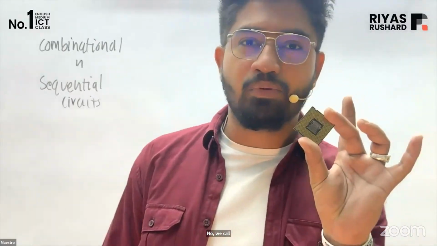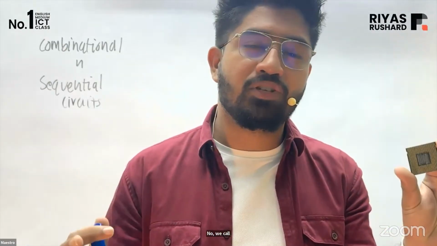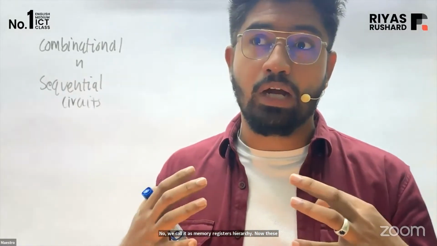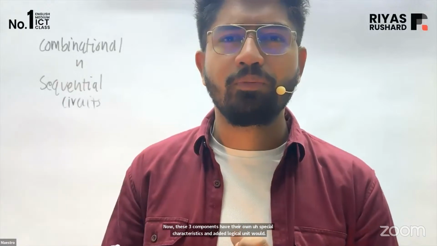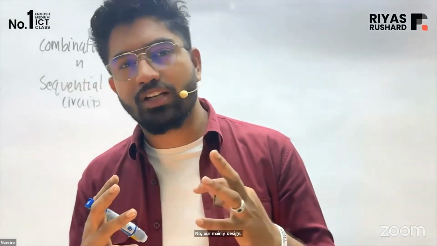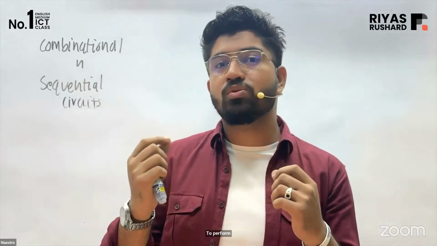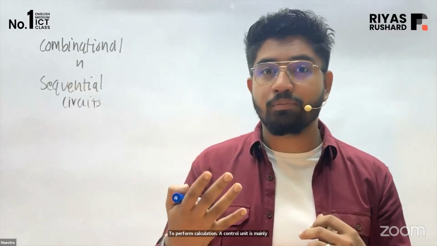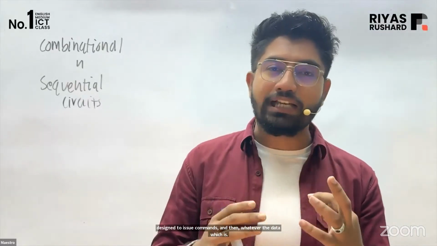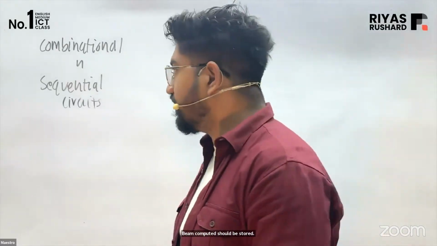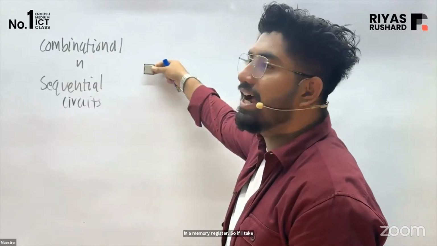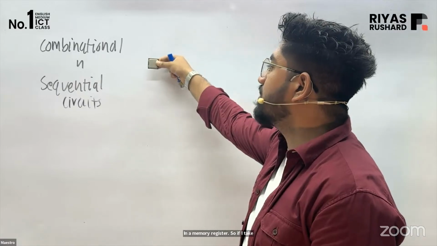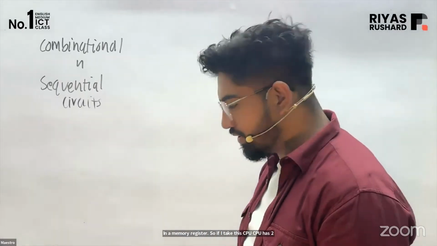Now, these three components have their own special characteristics. An arithmetical logical unit is mainly designed to perform calculation. A control unit is mainly designed to issue commands. And whatever data is being computed should be stored in a memory register. The CPU has two types of circuits known as combinational circuits and sequential circuits.